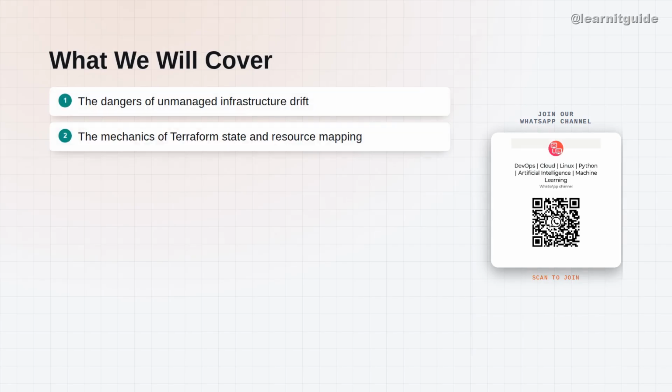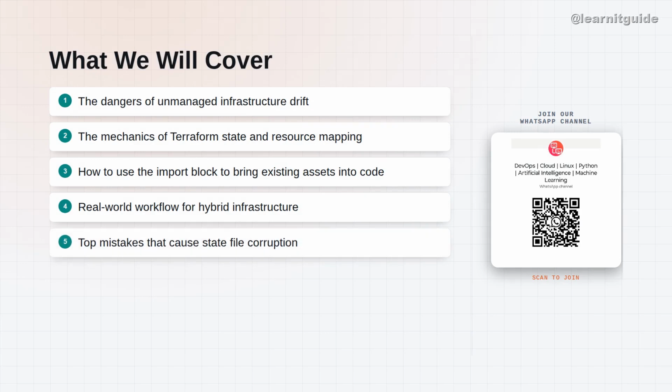In this video, we will cover the dangers of unmanaged infrastructure drift, the core mechanics of state and resource mapping, the modern import block workflow, a real-world hybrid infrastructure strategy, and the top mistakes that cause state file corruption. These are the topics we are going to cover in this video, so do not skip ahead. Watch all the way through to actually understand this properly.